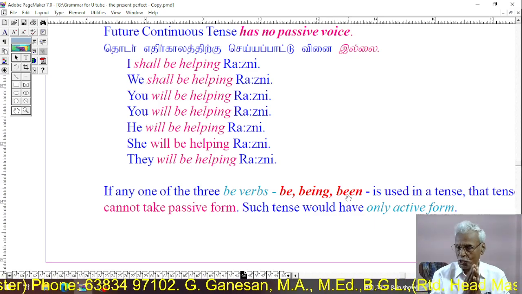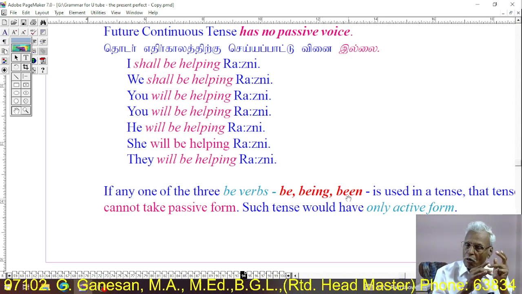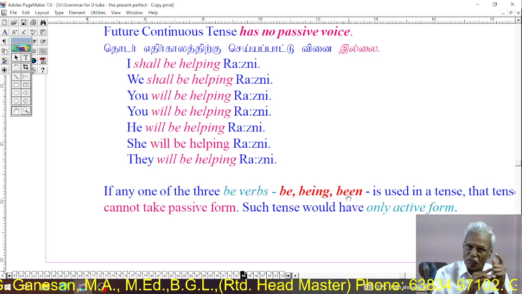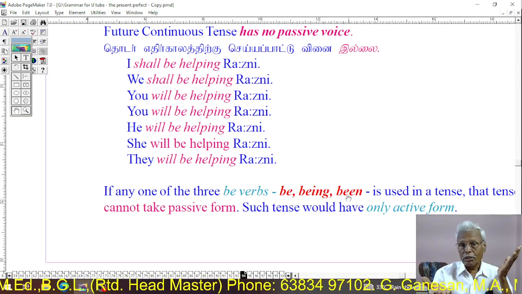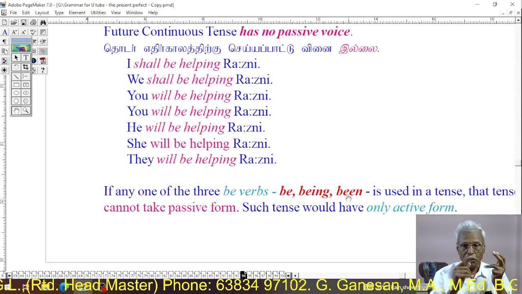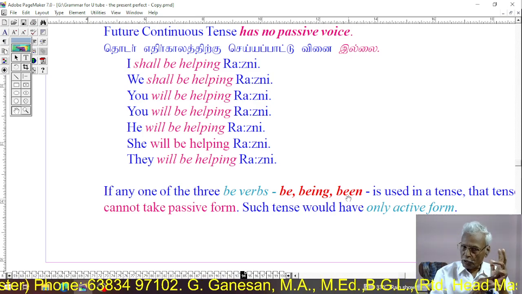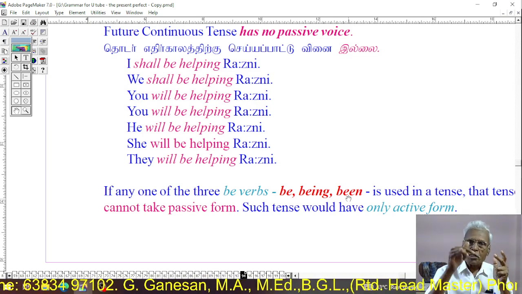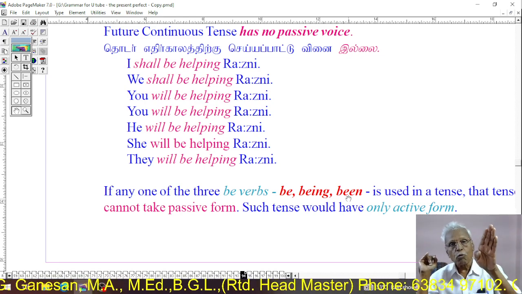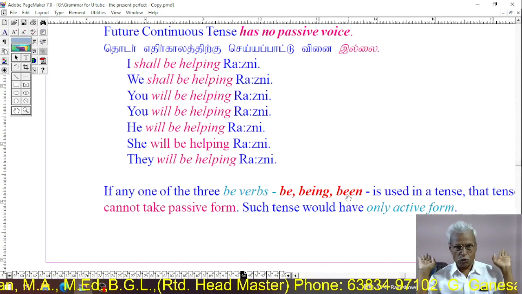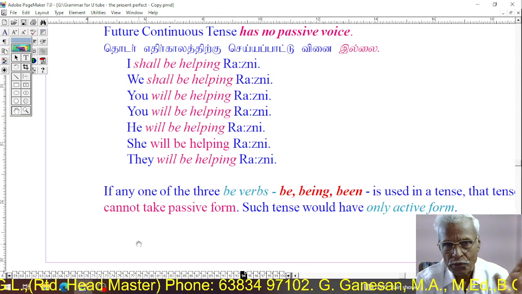There are 12 tenses in English. So out of the 12 tenses, future continuous tense, past perfect continuous tense, present perfect continuous tense, and future perfect continuous tense would be having any one of these three be verbs, be, being, been. So these four tenses, future continuous, past perfect continuous, present perfect continuous, and future perfect continuous, have only active voice. They have no passive voice. So bear it in mind. Future continuous tense has no passive voice.